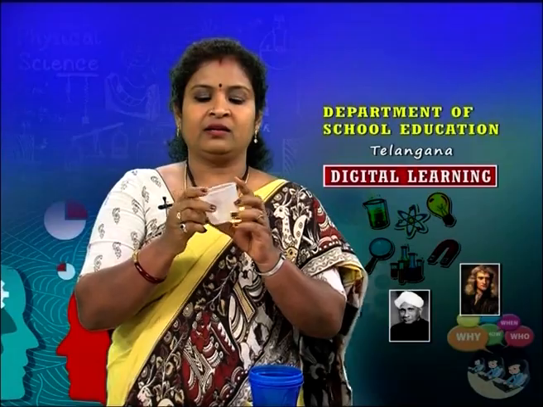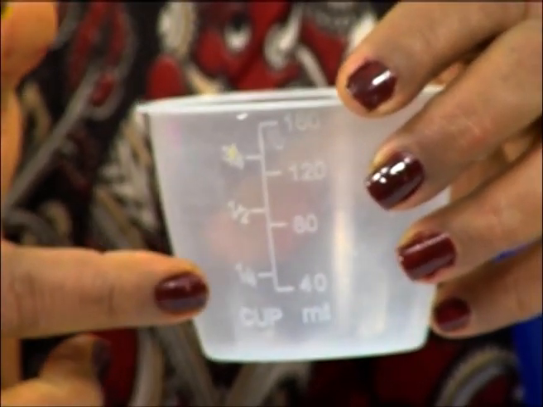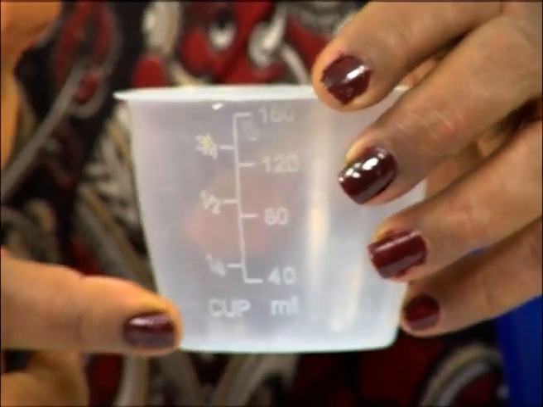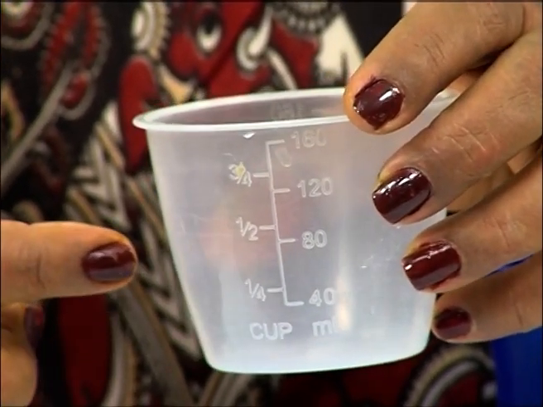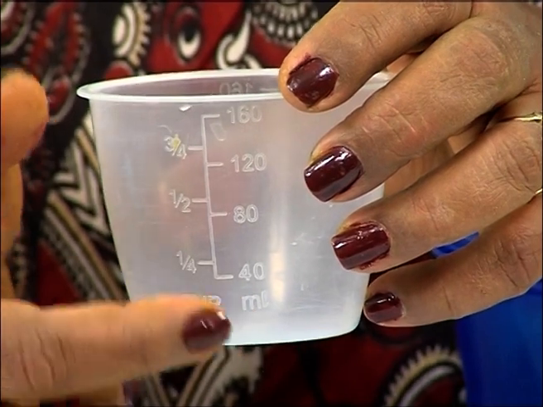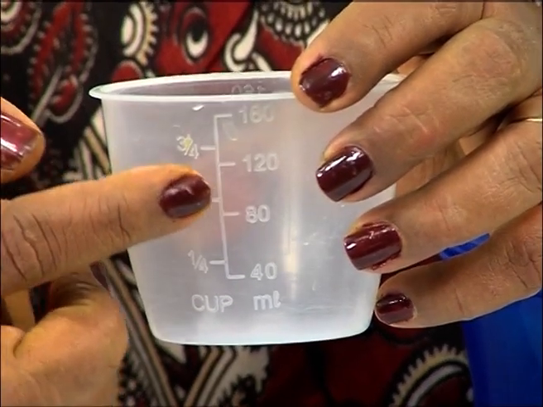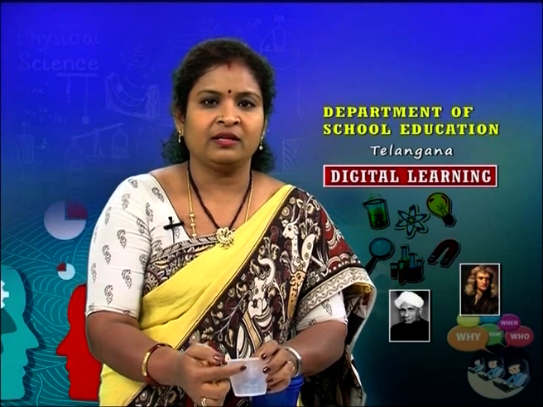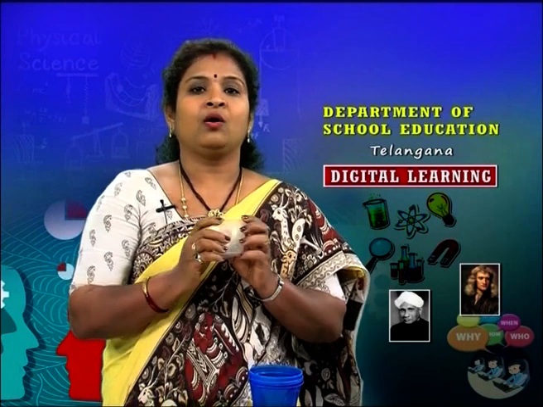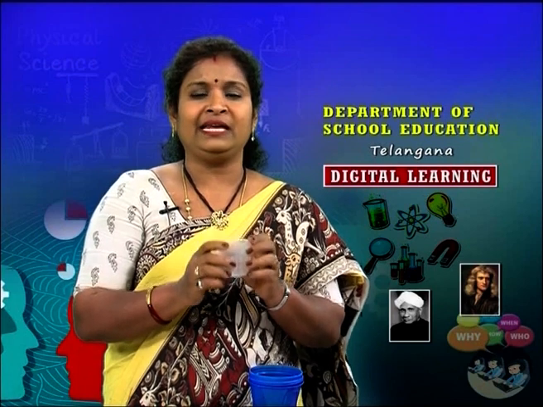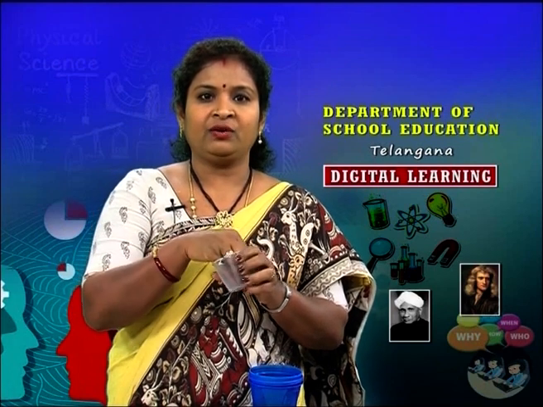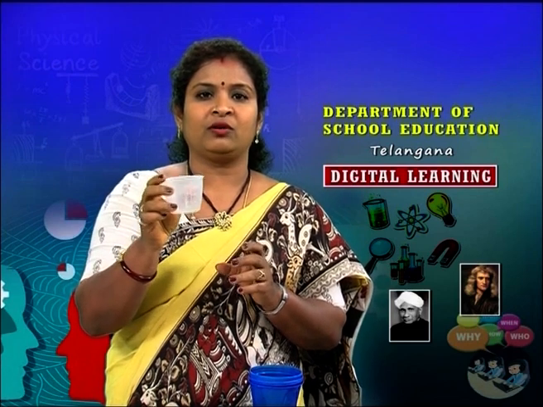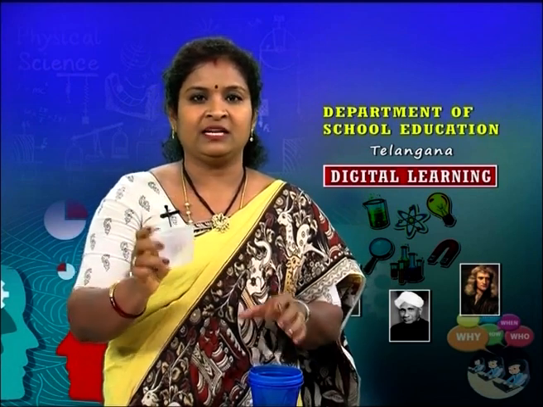Here, children, on the measuring cups, you have readings on it. For example, if you see here, it is written ml on it. 40 ml, 80 ml, 120 ml, 160 ml. That means what? By using this cup, you can measure 160 ml of any liquid. If you pour liquid in it, then the volume occupied by that liquid will be equal to the volume of this cup, that is 160 ml.